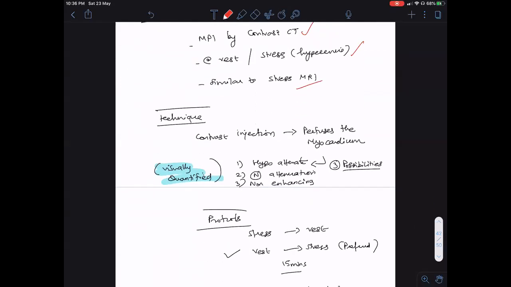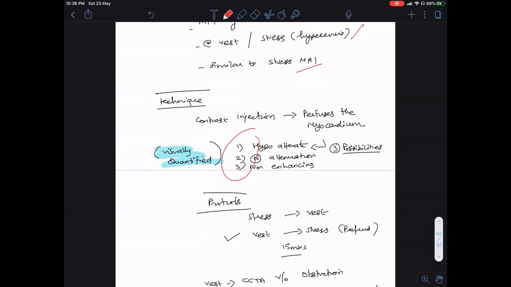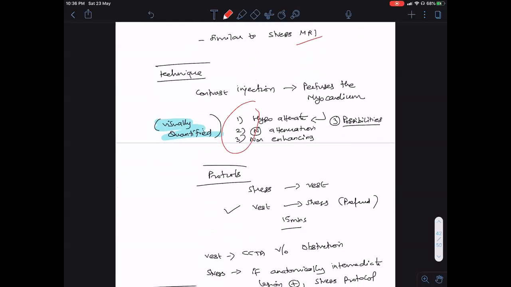The technique is as follows. An initial contrast injection is done, and this contrast is then seen to perfuse the myocardium. Once the myocardial perfusion starts, there are three possibilities. One, it can hypoattenuate the myocardium. It can have a normal attenuation of the myocardium, or it can have a non-enhancement. So based on principles like this, we can visually look at the contrast as it courses into the myocardium, something like the myocardial blush grade. Based on this, we can come to a conclusion of the total perfusion.